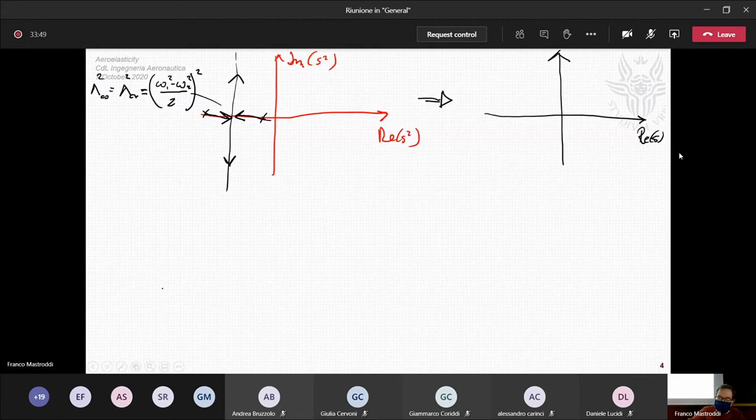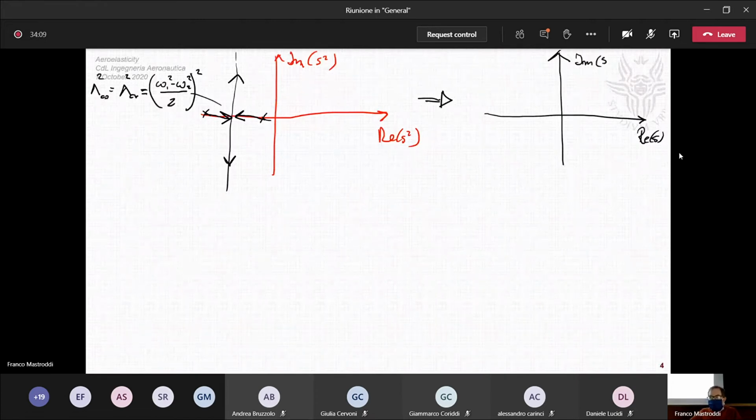I'm sorry, but I'm fighting with this system. Can you see my whiteboard, please say yes if you can see my whiteboard. Yes. Okay, thank you.